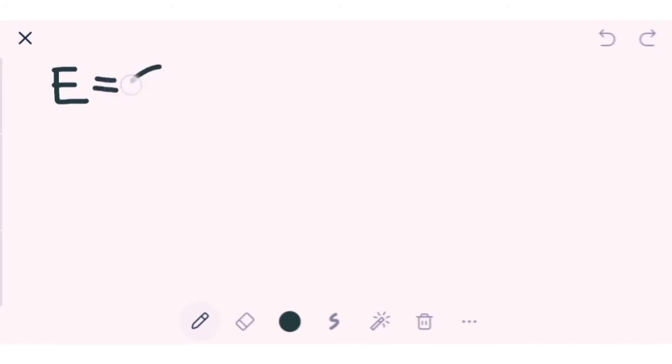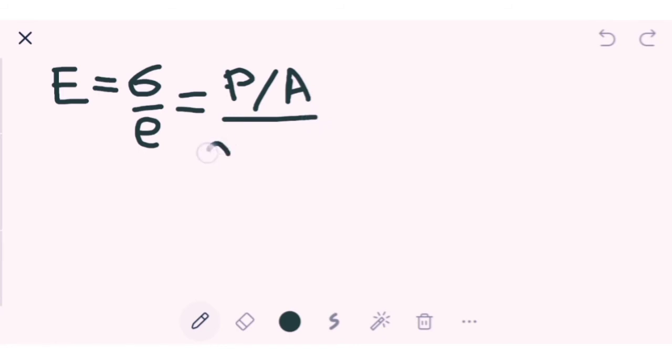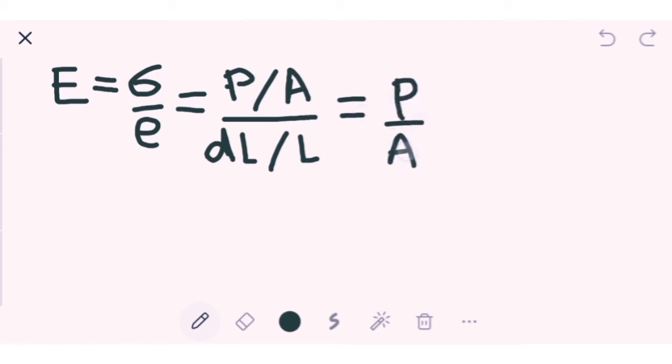So E is equal to sigma upon e. But sigma is nothing but force upon area, so we will put P upon A instead of sigma. And e is nothing but change in length upon original length, which is denoted by delta L upon L. Now let's modify this equation. P upon A, this L will go upside, and L upon delta L. So now we have a new equation.